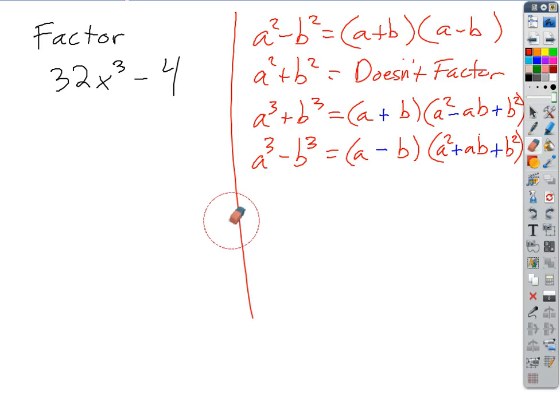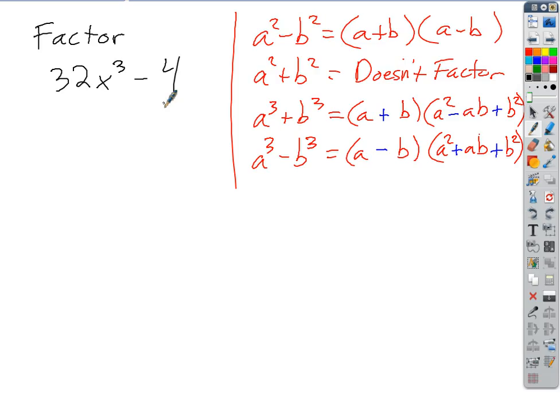Now, what about this one then? This one, we've got to try to fit into difference of cubes, don't we? Looks like there's a little bit of a problem with that, though, because is 4 a perfect cube? No, it's not. Nor is 32. Okay. Any ideas?